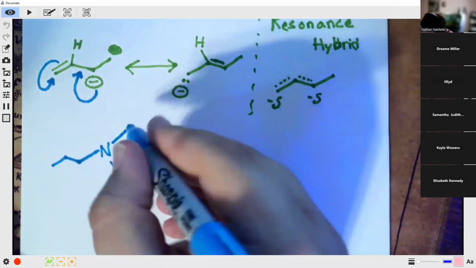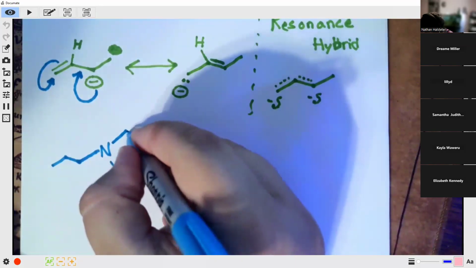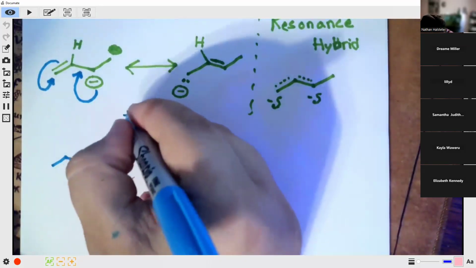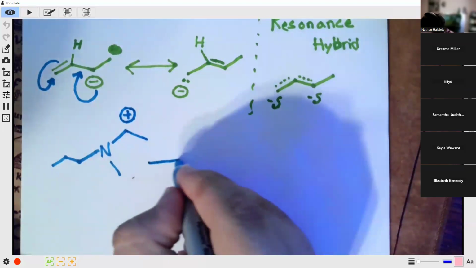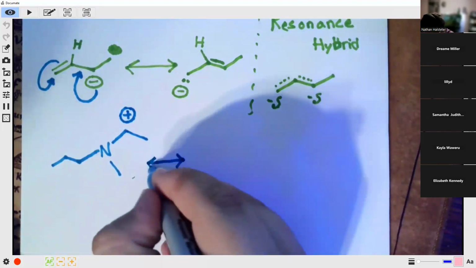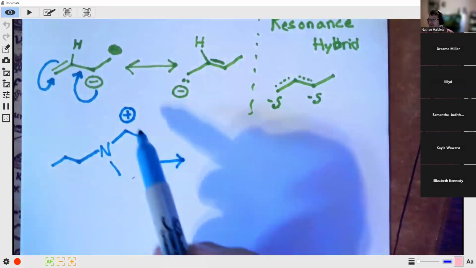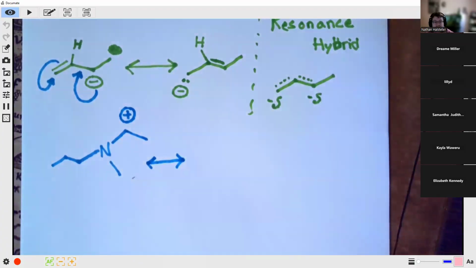So let's try this out. This one is just a 1-step. So I want a resonance structure for this compound. I'll give you a second to try it, think about it, and then we'll do it together.